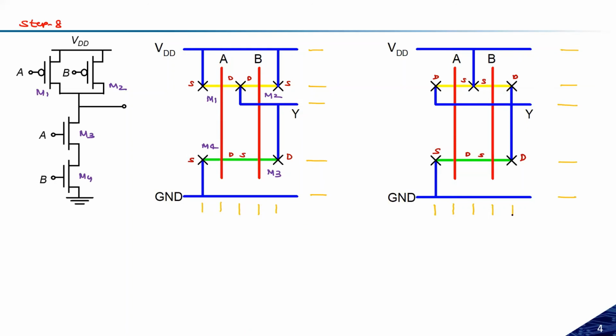But the question is, which layout is good and which is not good? Can anyone tell me which one is good and which one is not good? Sir, I think the second one is better because there is a common VDD source. Okay, any other comments?